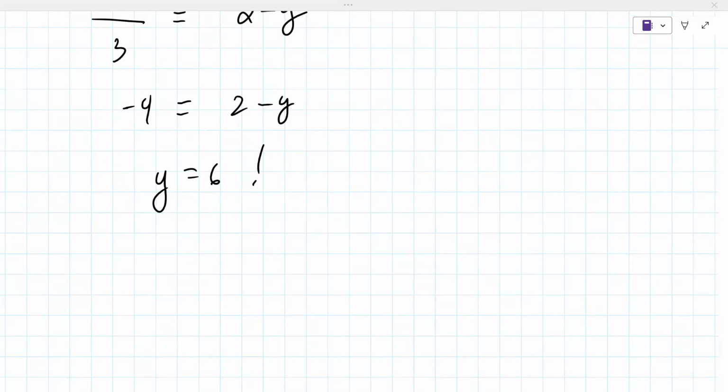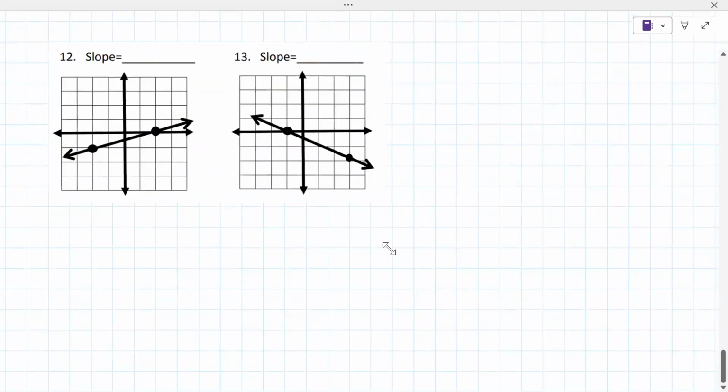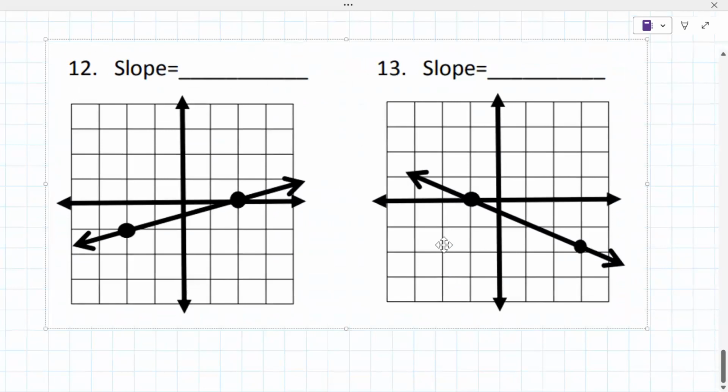Okay, so I'm gonna put two problems in front of you, something we did early on in yesterday's lesson, but I didn't really give you any practice questions on, but here we go. Give me the slope of each of these, please.